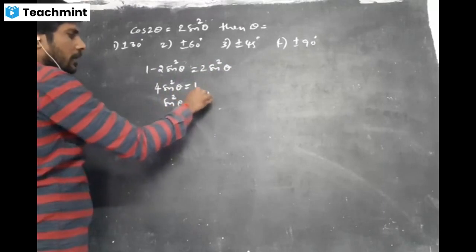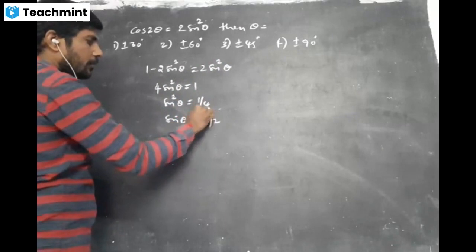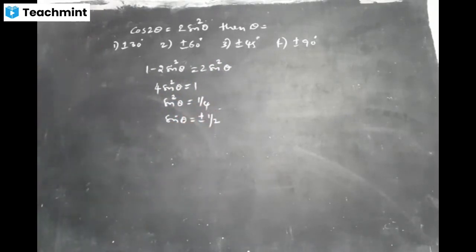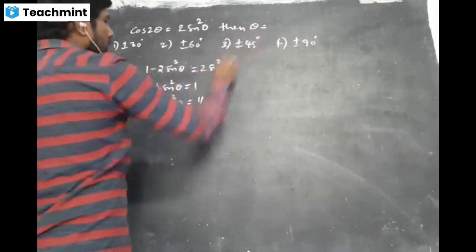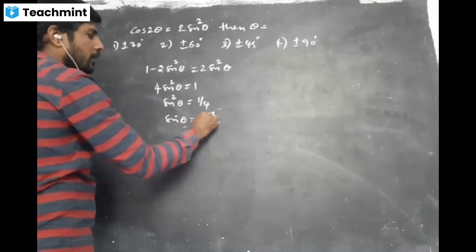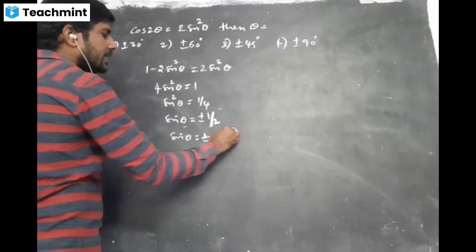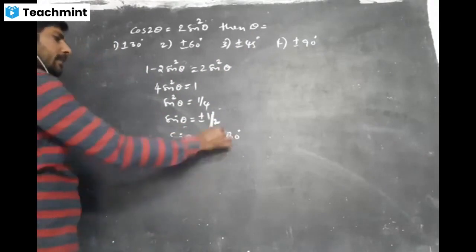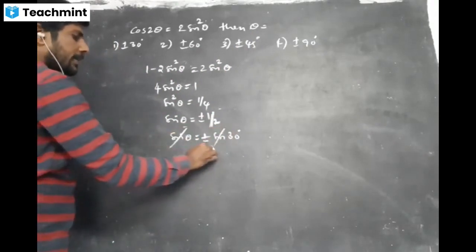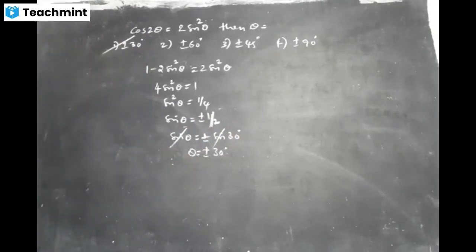So sin square theta is equal to 1 by 4. Sin theta is equal to plus or minus 1 by 2. In which angle is sin theta 1 by 2? So sin theta is equal to plus or minus sin 30 degrees. Both sides sin will be cancelled, so theta is equal to plus or minus 30 degrees. So our option is the first option, plus or minus 30 degrees. And next, the third problem.